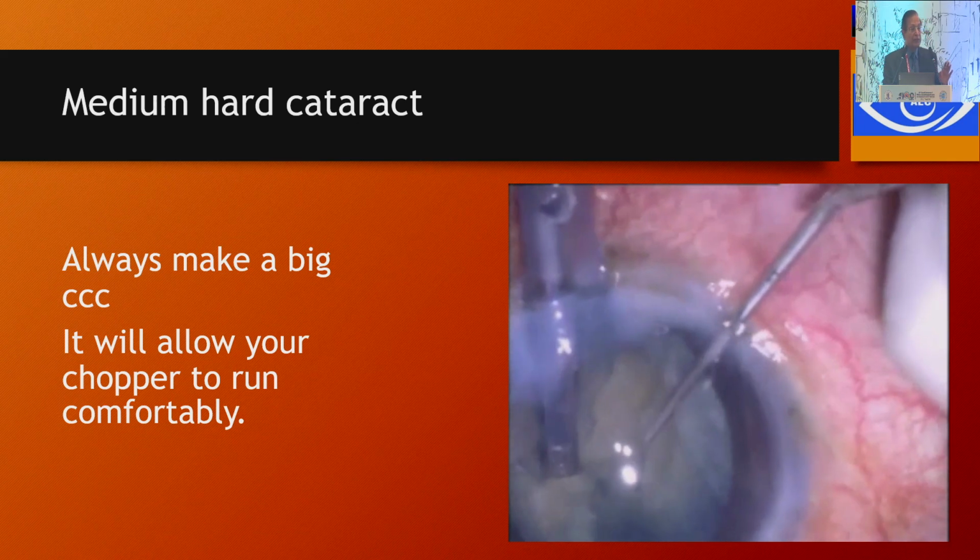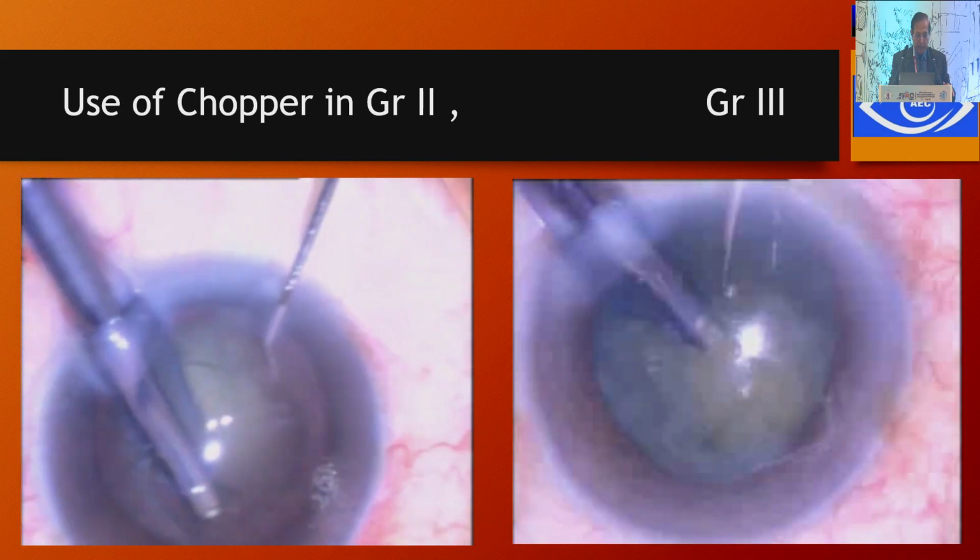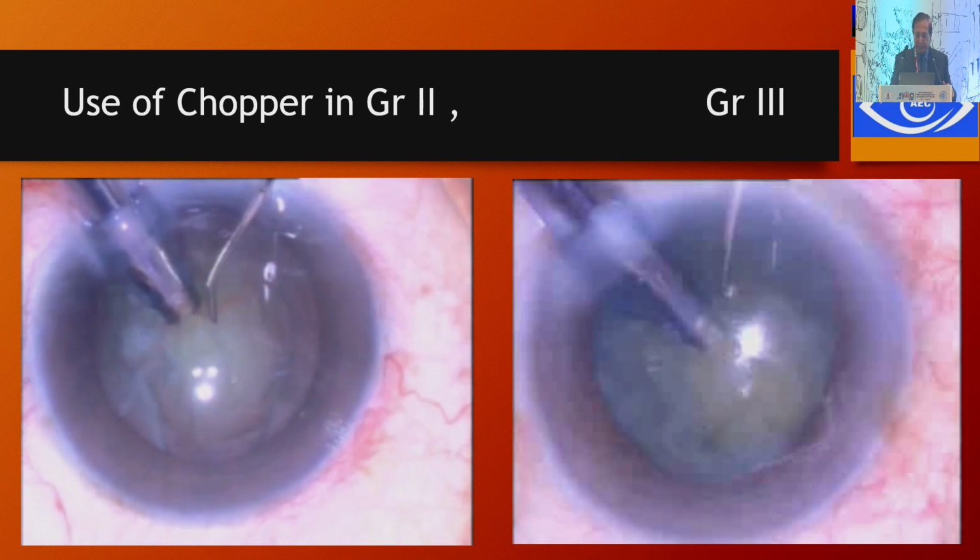So the main objective is to chop towards the tip. That is alignment. Phaco-tip alignment chopping is this. Use of the chopper in grade 2 and grade 3 cataracts.